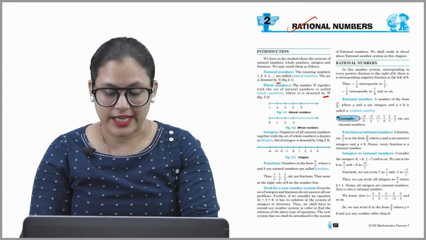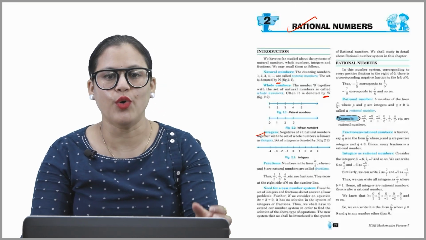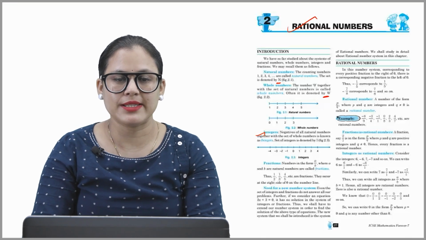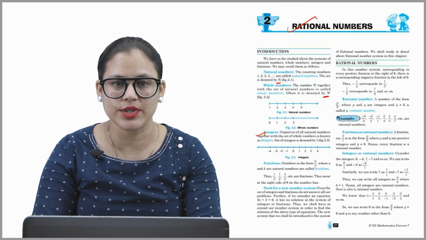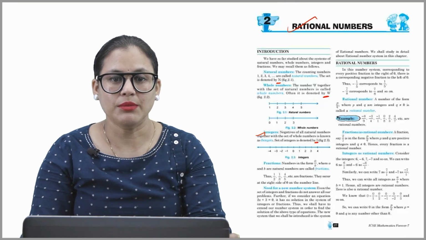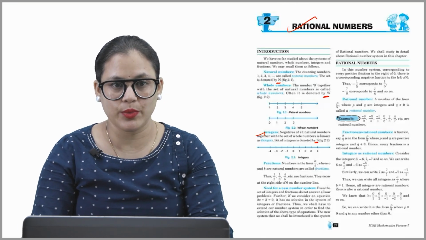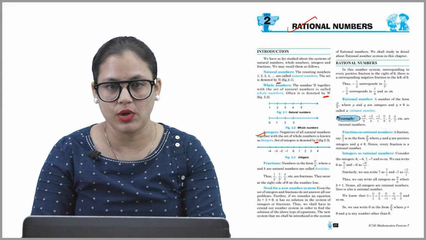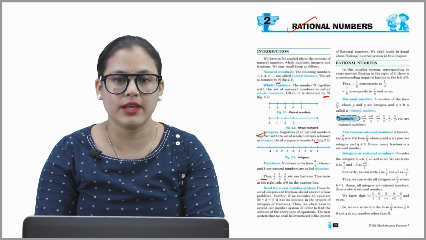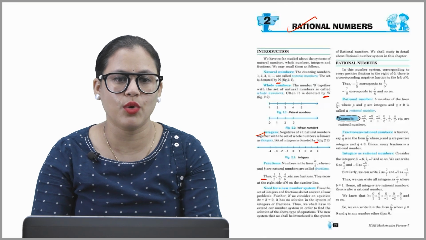And integers: negatives of all natural numbers together with the set of whole numbers is known as integers. The set of integers is denoted by I. Fractions: numbers in the form of a by b, where a and b are natural numbers, are called fractions. Thus, these are fractions. They occur at the right side of 0 on the number line.